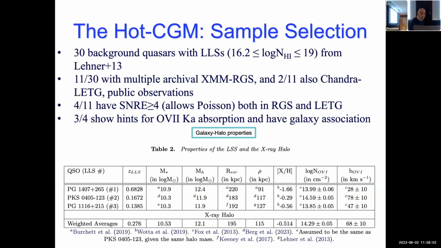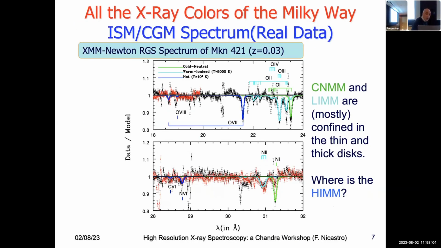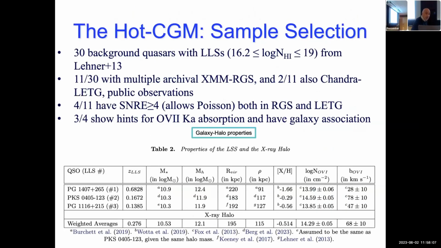So to go back to what we did, to try to see absorption in external galaxies, we selected a sample, which is the sample of Lyman limit systems. That's the way they are called. Those green small clouds in external galaxy halos that have been seen in far ultraviolet. We used these as signposts, and we looked for X-ray observations in the RGS and Chandra archives of these quasars that they used in the background.